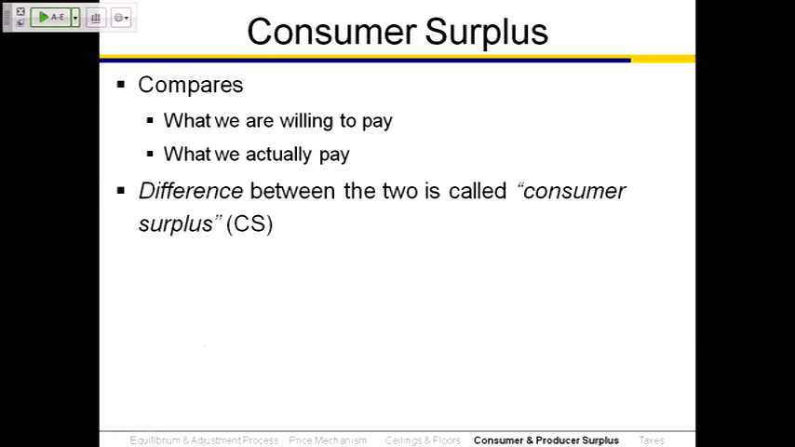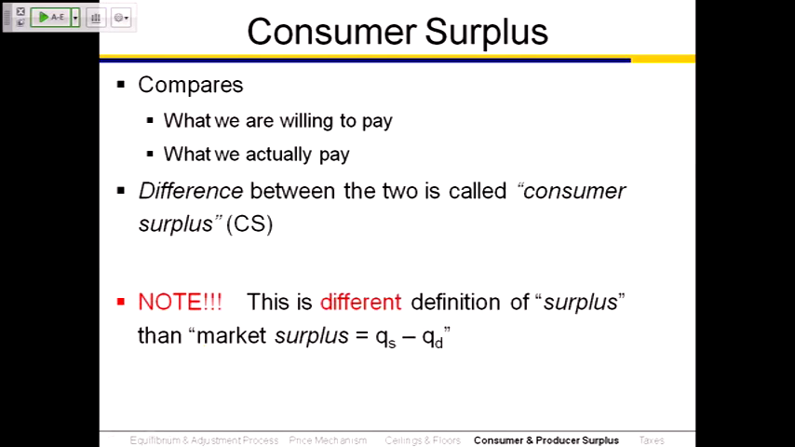It's the difference between those two things. The dollar difference between what you're willing to pay and what you actually pay is called consumer surplus. We use CS as shorthand for consumer surplus. This is another use of the word surplus.